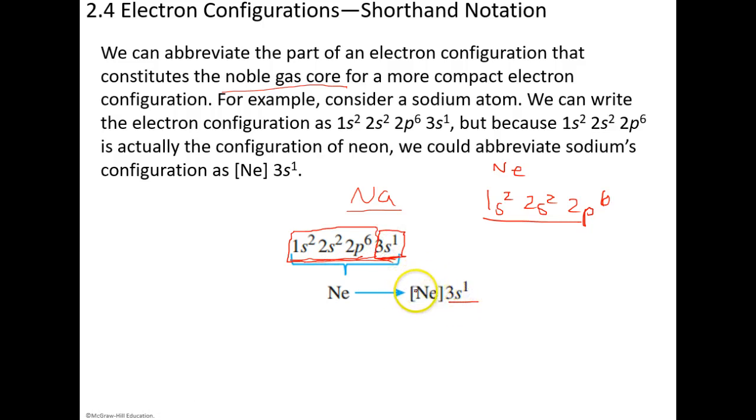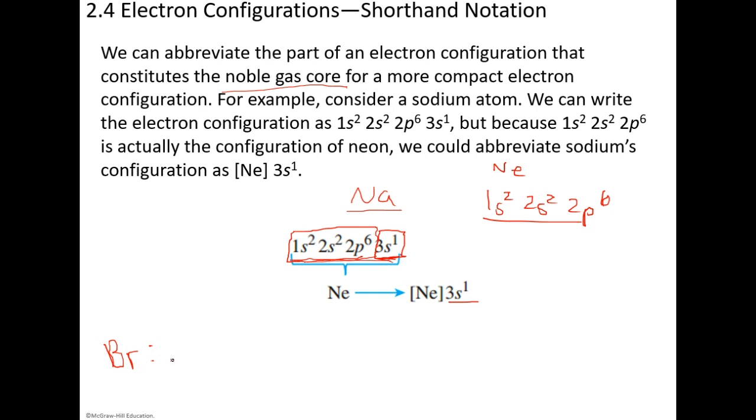So for practice, do the electron configuration for chlorine. Do the, no, actually, let's do bromine. Do the electron configuration for bromine. Go now.